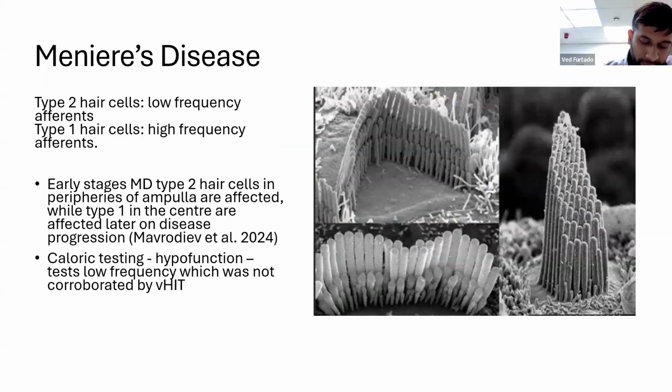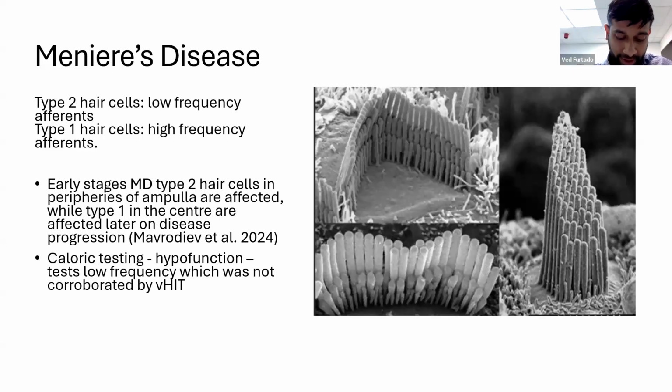Now, we have 2 types of hair cells in the vestibular organ. Okay, so that's type 1 hair cells and type 2 hair cells. Now, type 1 hair cells are known as high frequency afferents, responsible for detecting high frequency movement. And type 2 hair cells are known as low frequency afferents, responsible for detecting low frequency movements.